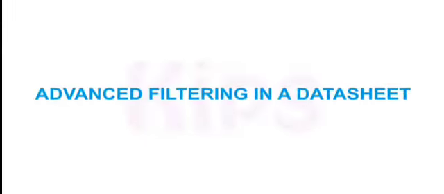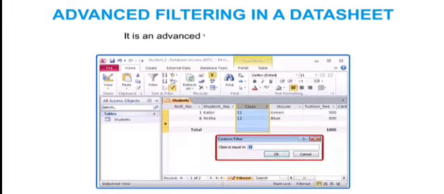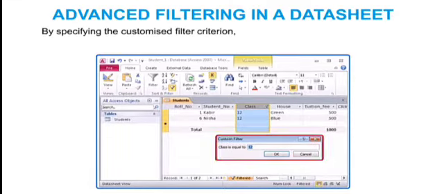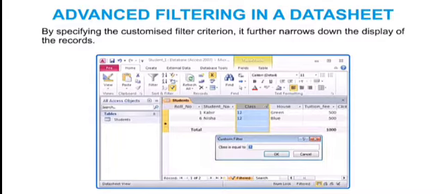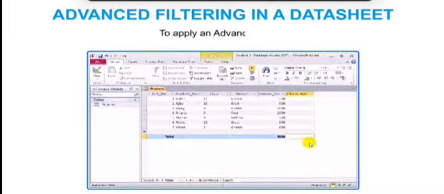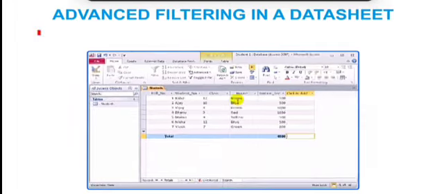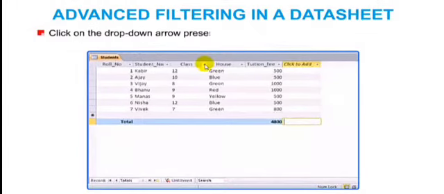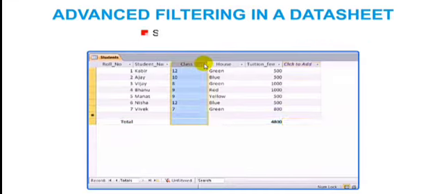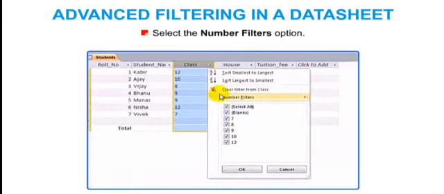Students, let us learn about advanced filtering in a datasheet. It is an advanced version of the normal filter. By specifying customized filter criteria, it further narrows down the display of the records. To apply an advanced filter, click on the drop-down arrow present to the right of the selected column header. Select the Number Filters option.